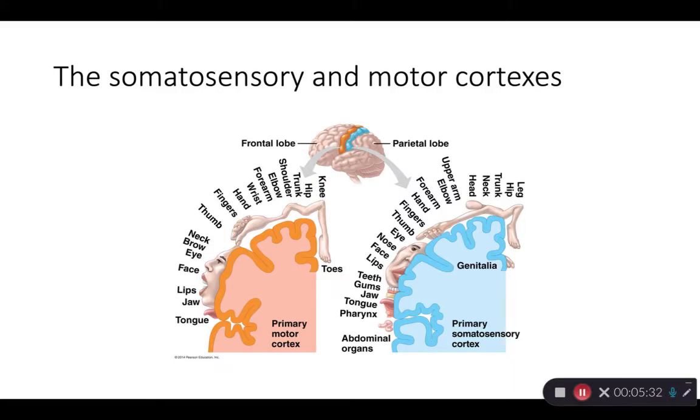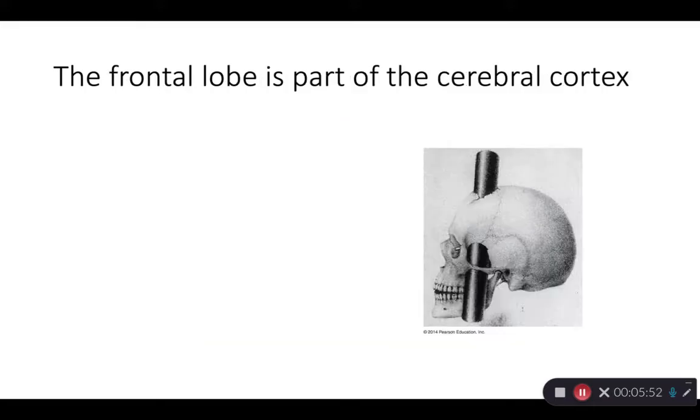So for both of these areas, we can see that the amount of nervous system attention that is given to that area of the body is going to be proportional to the amount of brain area we have corresponding to that part of the body. And for both of them, we see that adjacent structures in the body tend to be represented in adjacent locations within the cortex. Okay, so part of the cerebral cortex is a part of the brain called the frontal lobe.